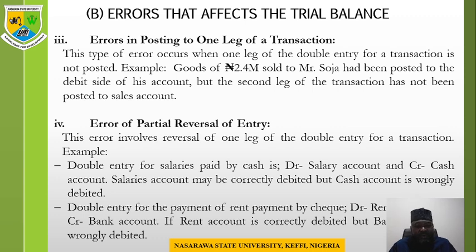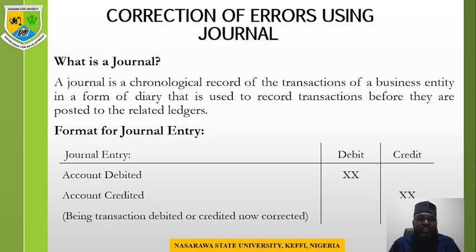Second example, if you have a double entry for payment of rent that is made by check, the requirement is that you debit rent account and you credit your bank account. Now, if rent account is debited, that's the correct thing to be done. However, if you mistakenly debit bank account, you will still have debit instead of debit credit. And in this case, it is only one component or one side of the transaction that has been reversed, and that makes it a partial reversal of entry.